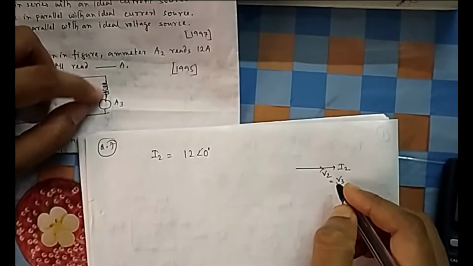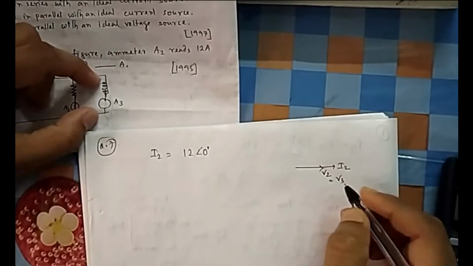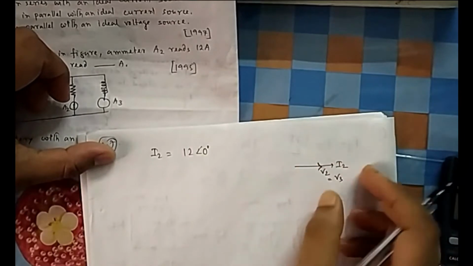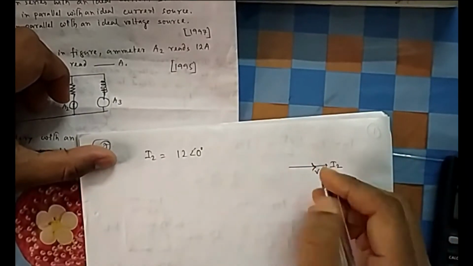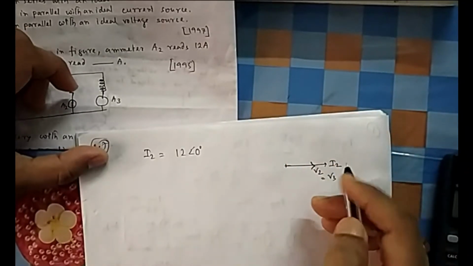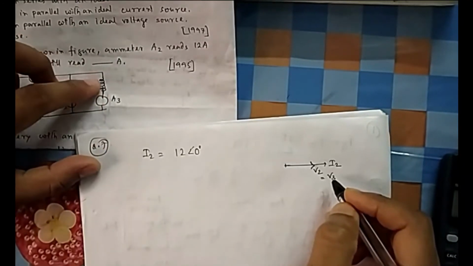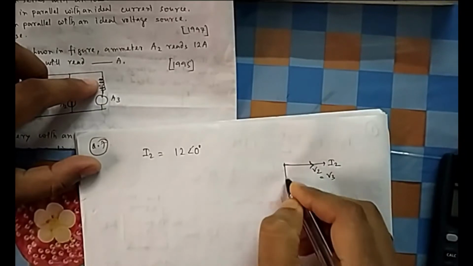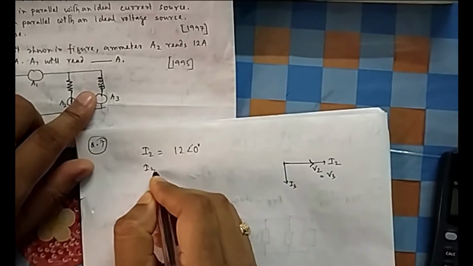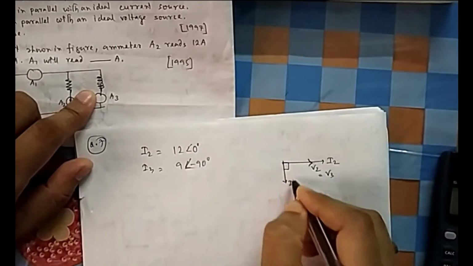If V3 is here, then what should your I3 be? Because the inductor and resistor are in parallel, V2 and V3 are equal. So V2 is in this direction, so V3 should be in this direction. It can be small or large, that doesn't matter, I just want to know the direction. Then if you know V3, what will I3 be? In an inductor the current lags the voltage, so your I3 should be somewhere here. I3 is given as 9 ampere, so 9 at an angle of minus 90. Why minus 90? Because it is an inductor, so it will be lagging.